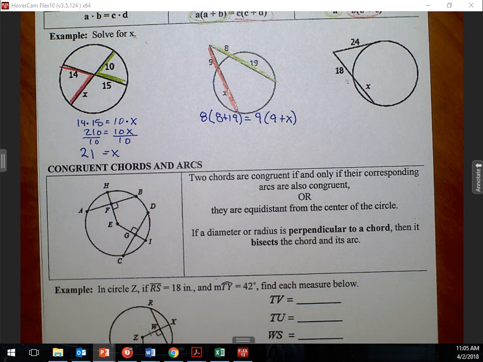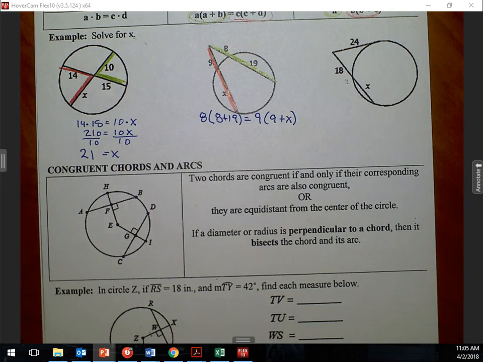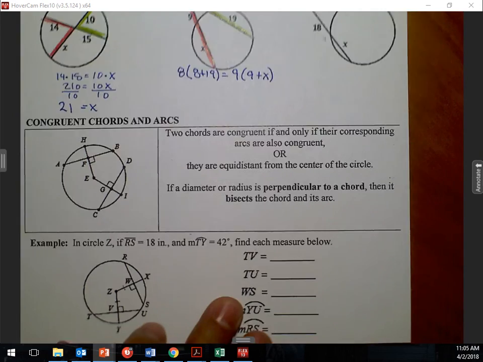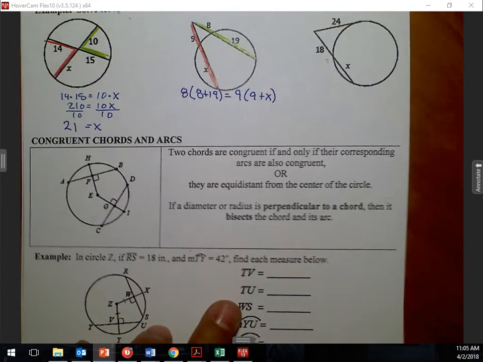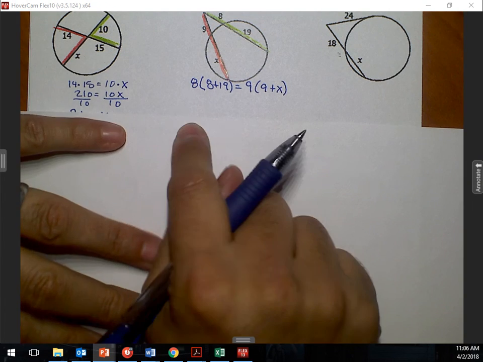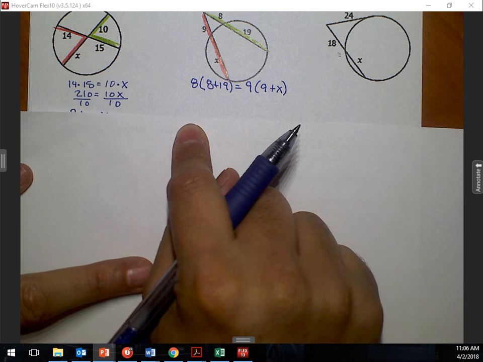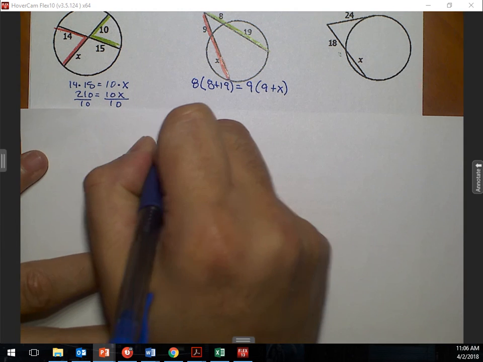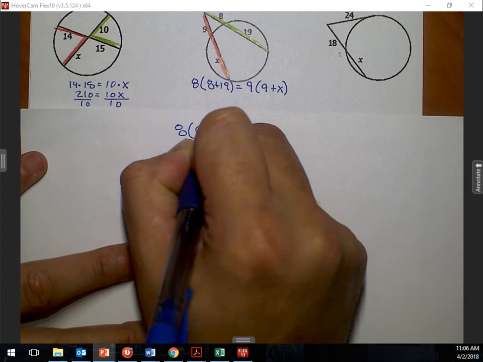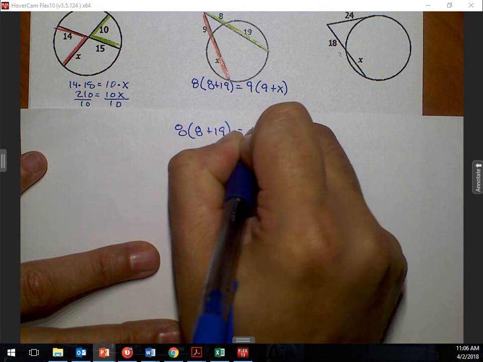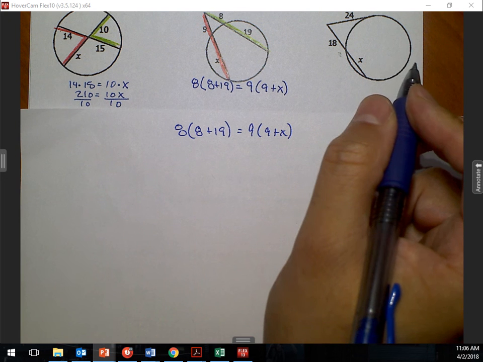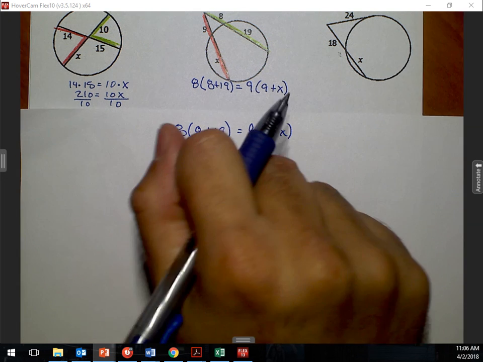All right, you guys could do it on your page underneath since I don't have my notebook right here. So I'm going to do it on this one right here. You could flip it over to show your work. It's going to be 8 parentheses 8 plus 19 equals 9 parentheses 9 plus x. So you guys are going to do it on the under page.